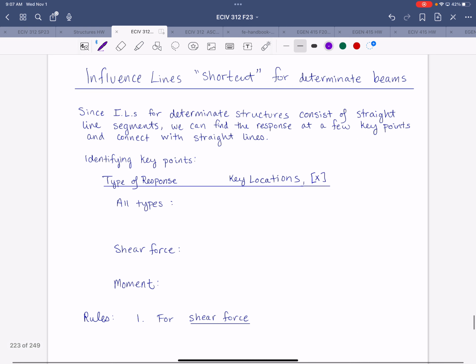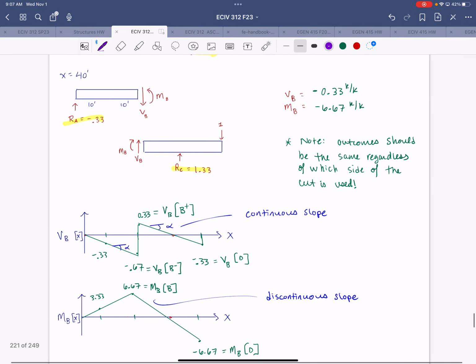All right, so we already talked about how determinate structures, regardless of the type of response that you're drawing an influence line for, that influence line will always consist of straight line segments. With that information, you observed how in this previous example we got some values, plotted those points, and then connected those points with straight lines, right? And here I said the slope is constant on this segment, and over on this side it's the same as it is on this side for shear.